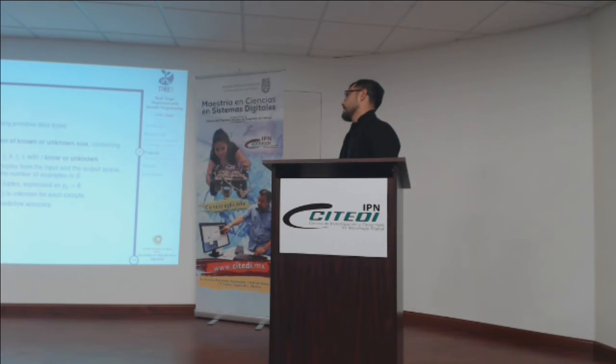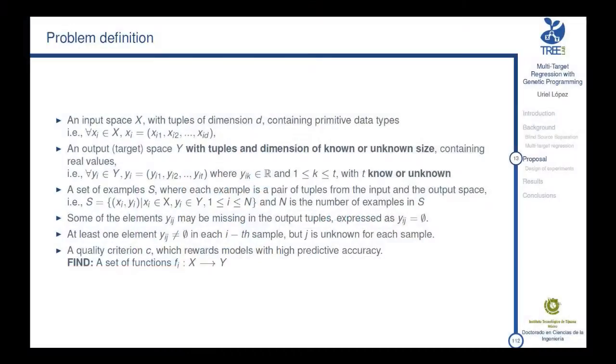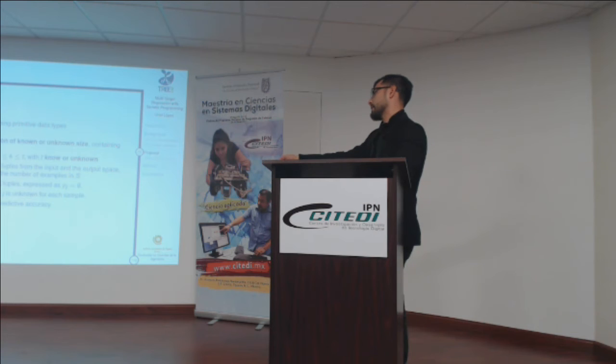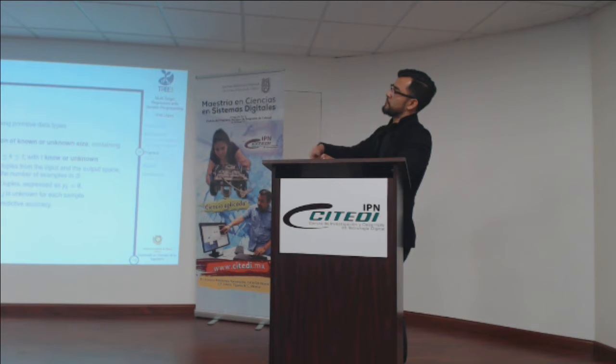Okay. So we redefine the problem, and we only change that we do not know the size of the tuples. Some of the elements in Y may be missing in the output tuples, and there is at least one element in each sample. But J is unknown for each sample. We don't know how many outputs we have. Okay. And we try to find a set of functions, not just one, that map the whole input to the output.